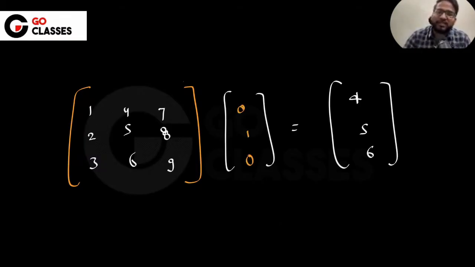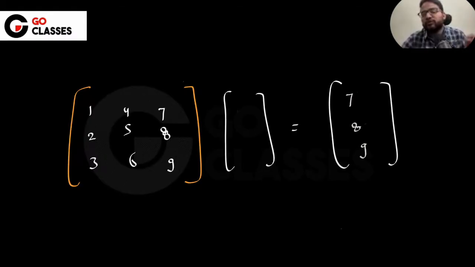Now, suppose for the same question, they say that the vector that you are getting at the end is 7, 8, 9. Okay, this is 7, this is 8, this is 9. What should this vector then be? What should I be writing here? Let me know. Okay, in this case, I will be writing 0, 0, 1, right?